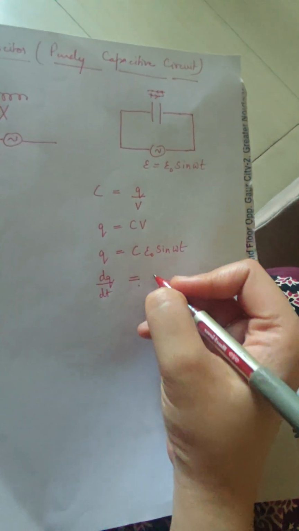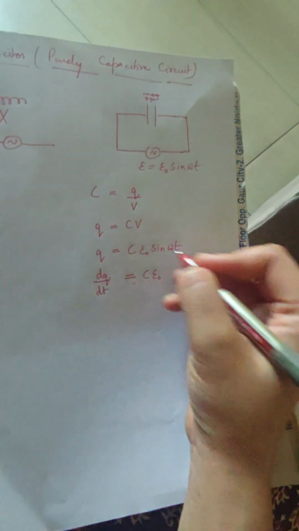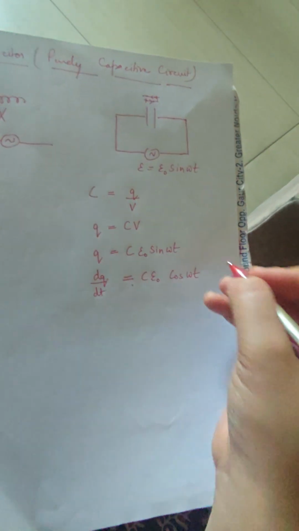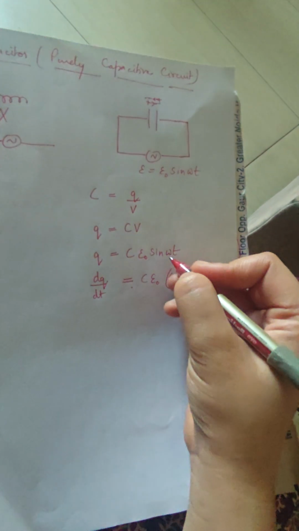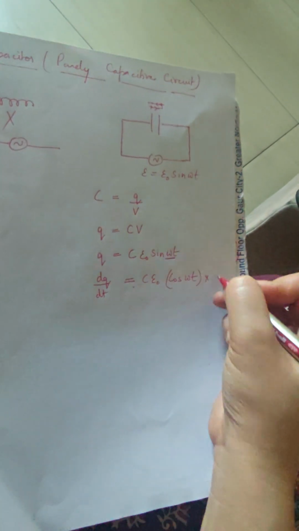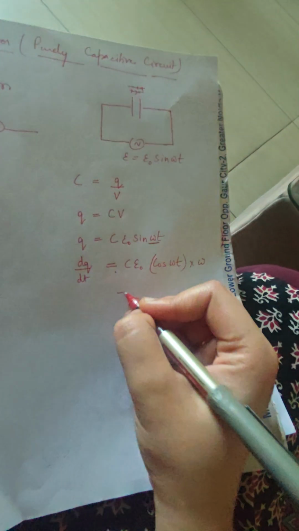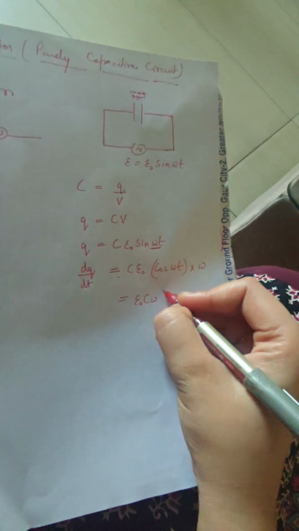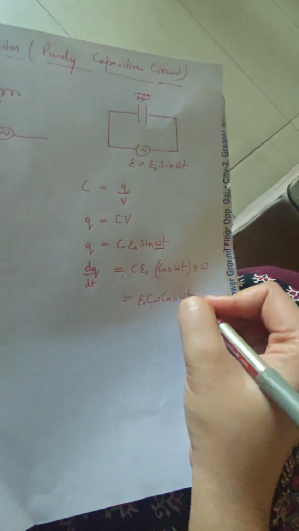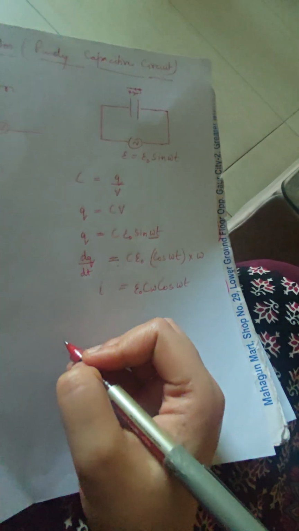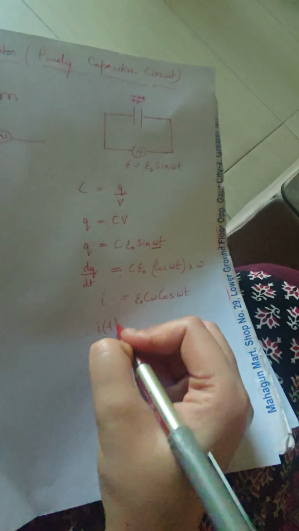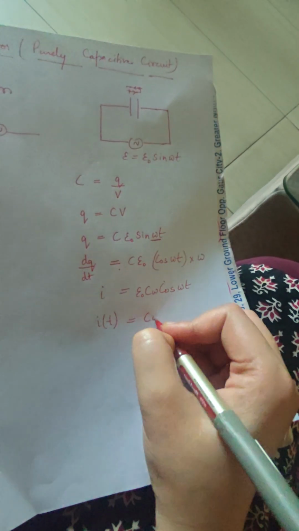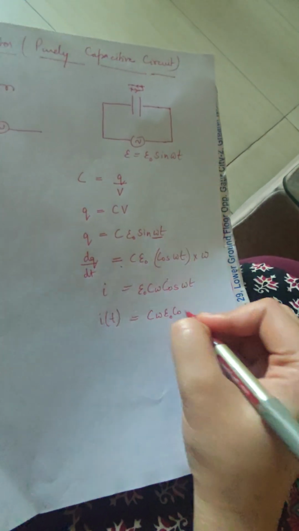So I get C E naught sine omega t, the derivative is cos omega t, and I'll apply the chain rule. Omega t is also a function of t, so I'll get omega also. So I'll get E naught C omega cos omega t. This is my I as a function of time for the capacitor. It is coming out to be C omega E naught cos omega t.